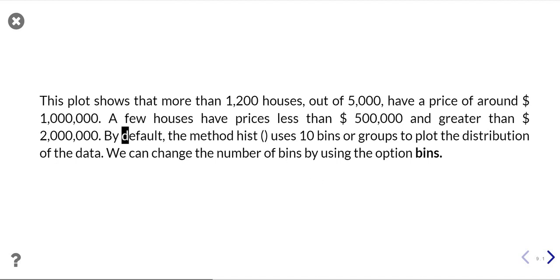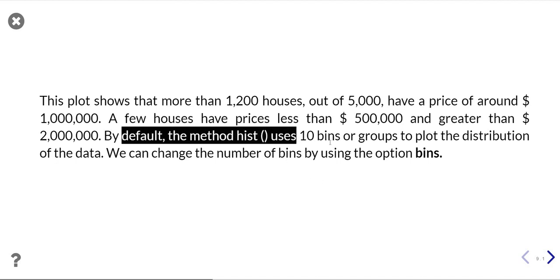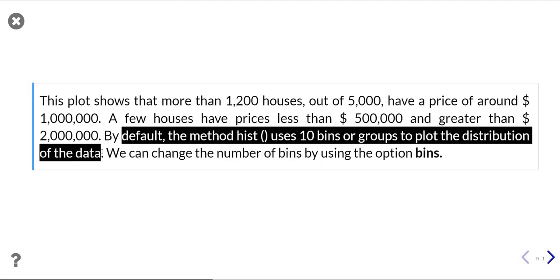By default, the method histogram uses 10 bins or groups to plot the distribution of the data. Currently, does the price have groups? The price doesn't have groups, right? It's actually continuous, a value range of numbers. It doesn't have groups. So by default, it separates into bins by itself.